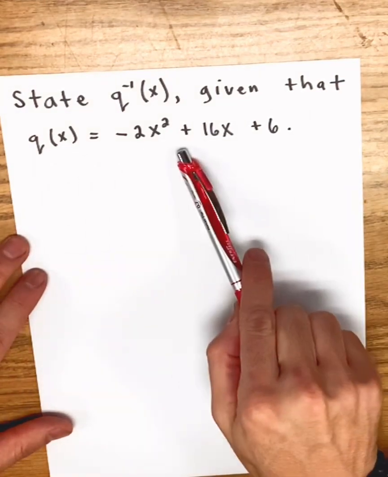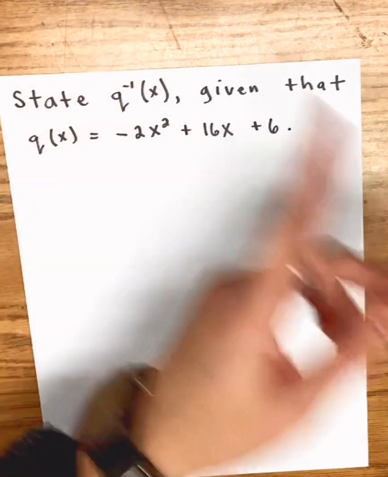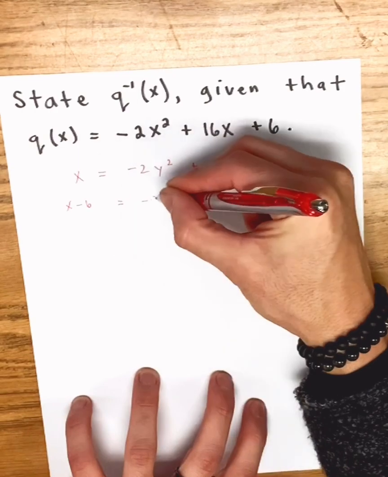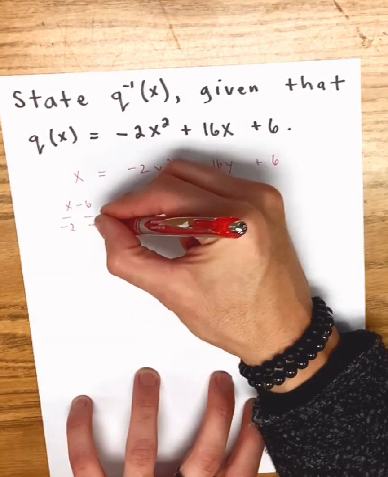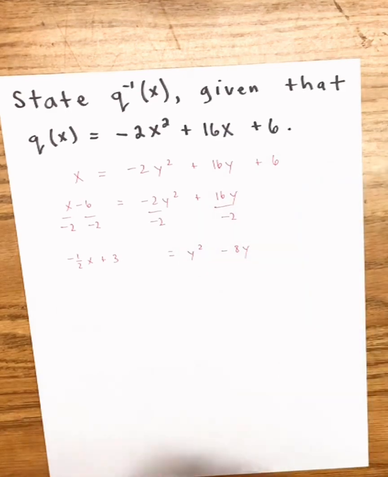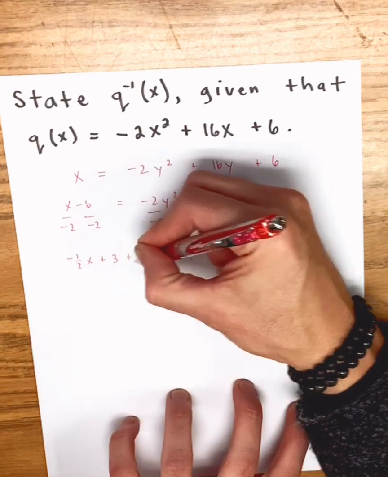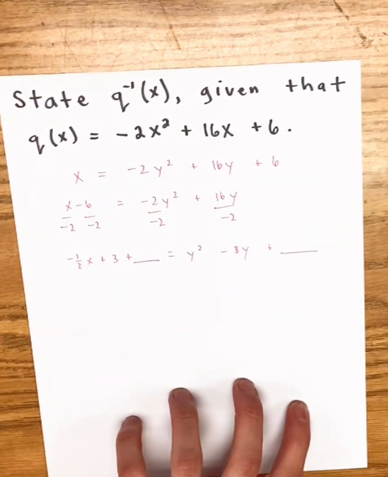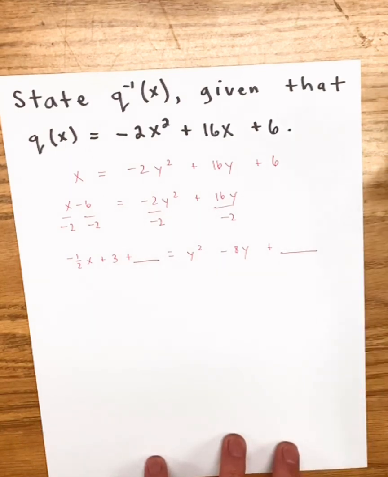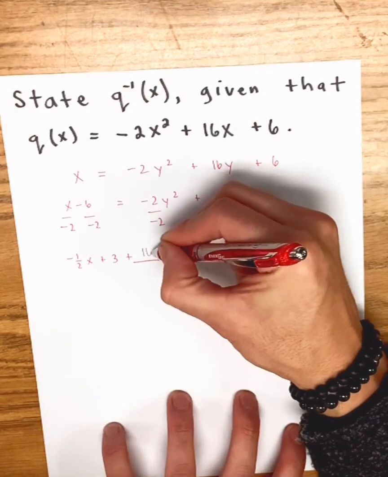Okay, so we're given Q and they want us to find Q inverse. So switch X and Y and then solve for Y. Now this is where you have to add a very special amount to both sides. To make that decision, you take half of this number, square it, and add it to both sides. Do so and you get 16.